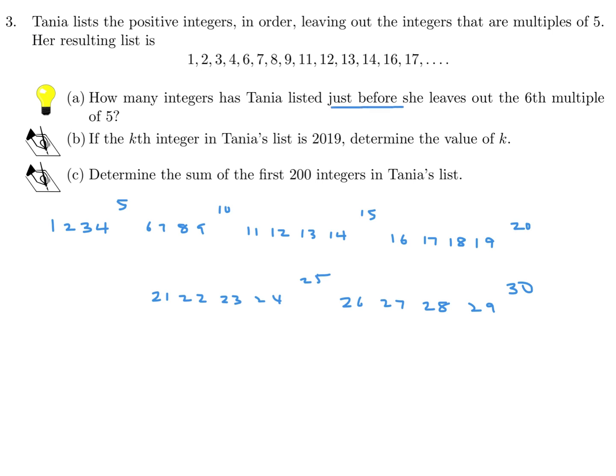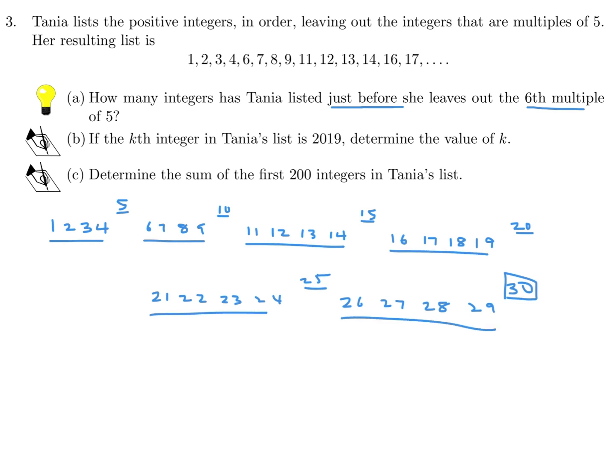just before she leaves out the sixth multiple of 5. So the sixth multiple of 5 is 30, right? 1, 2, 3, 4, 5, 6. This is the sixth multiple of 5. So basically what they're saying is, how many numbers did you write out? And those are the numbers that I'm writing out. Well, 4, 8, 12, 16, 20, 24. 24 is the answer to that question.